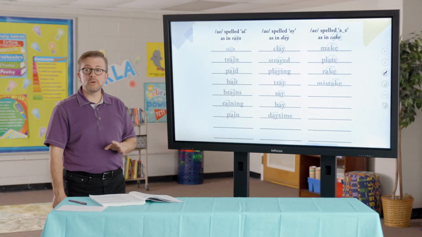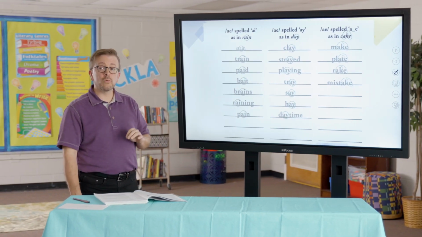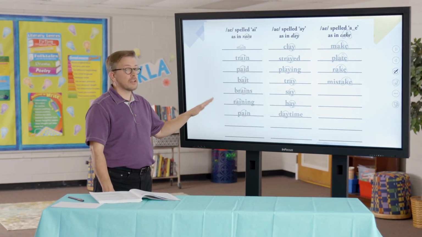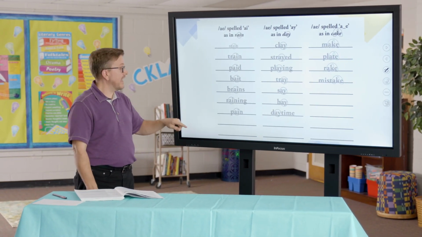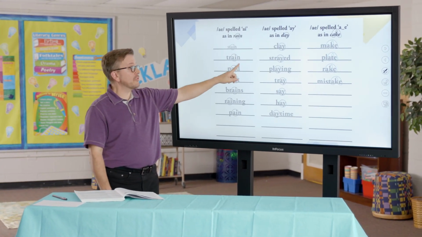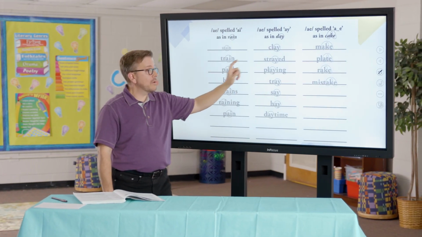All right, welcome back, boys and girls. Now that you've completed worksheet 2.1, take a look and compare your work to mine and see if you got them all in the right spots, and did you go back and make sure you circled the AI, the AY, or the A consonant E.